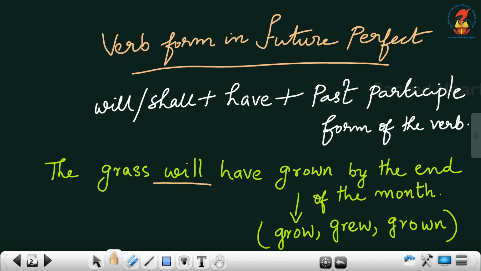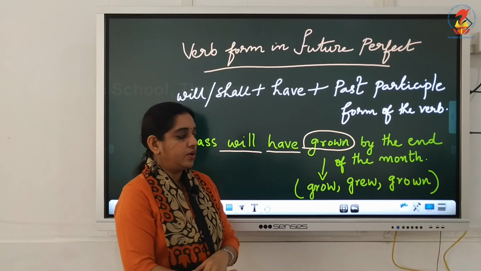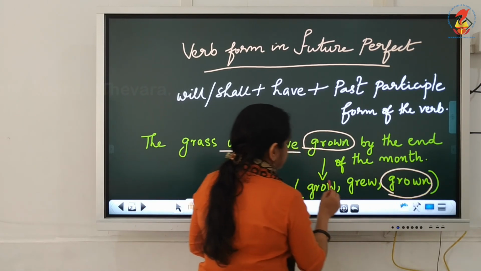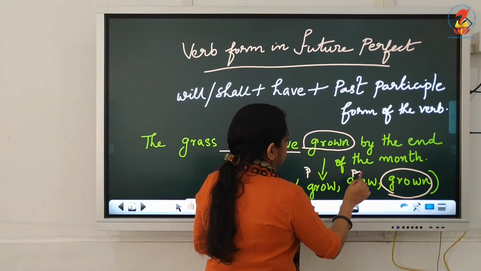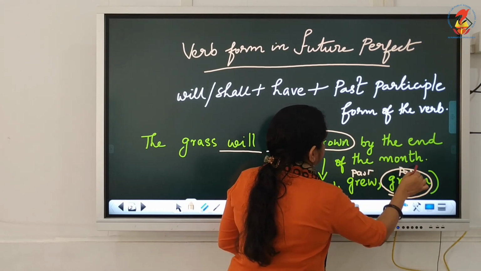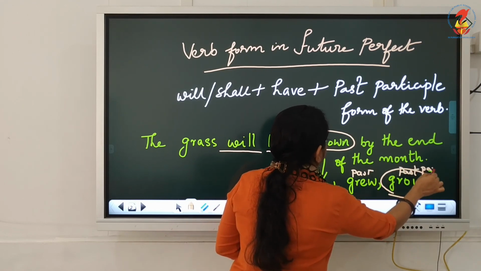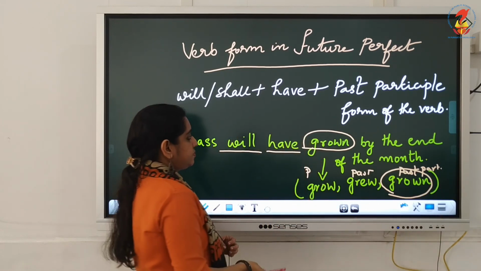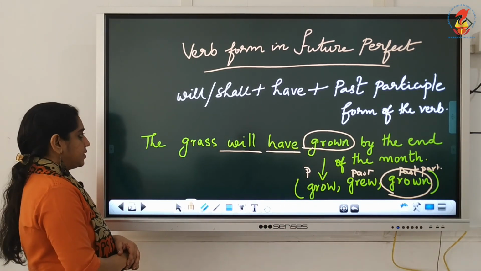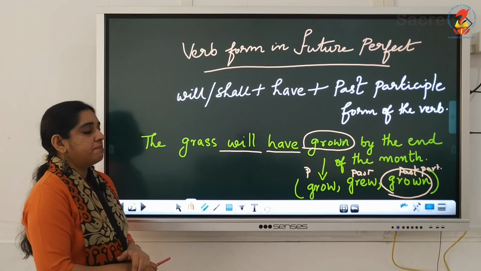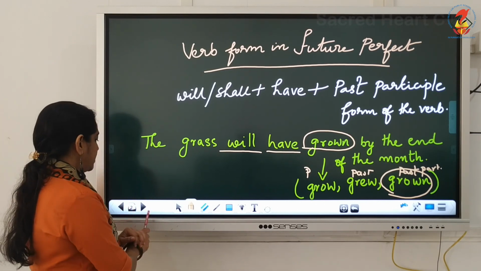Here you see will plus have plus past participle form of the verb is used. Grow, grew, grown, past participle form. See, I have written in the bracket grow, grew, grown. Okay, this is the third category of verbs: this is present tense, this is past tense and this is past participle form of the verb. So, will or shall plus have plus past participle form of the verb is used here.